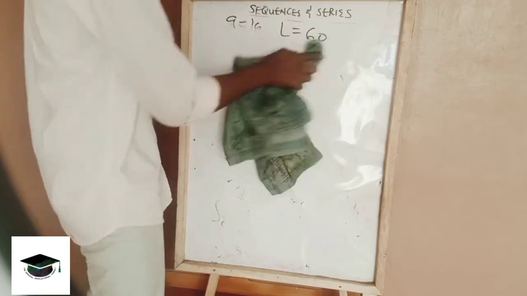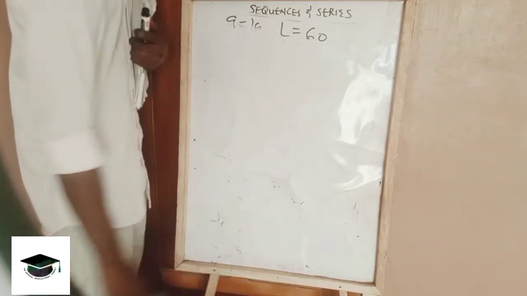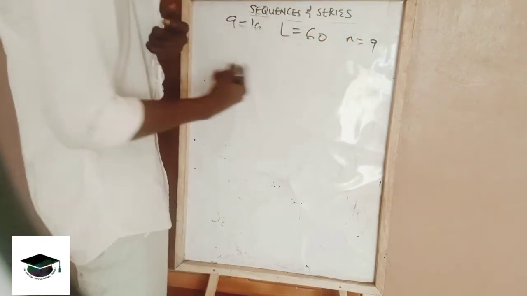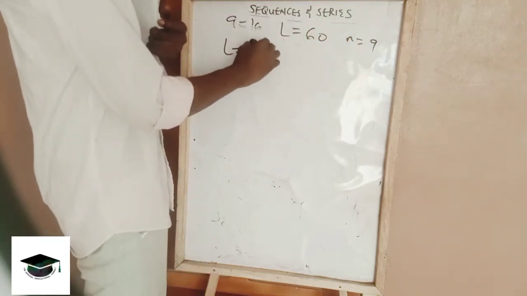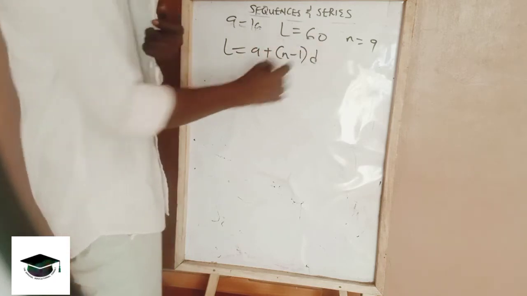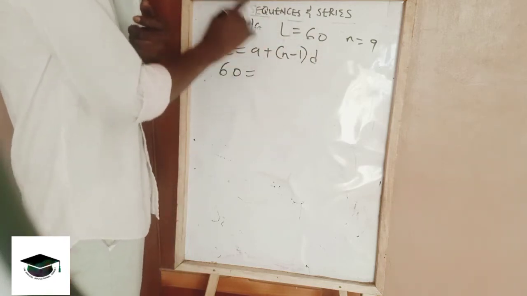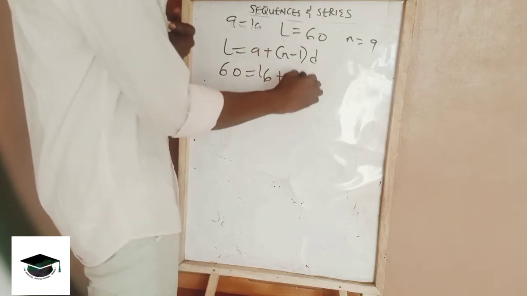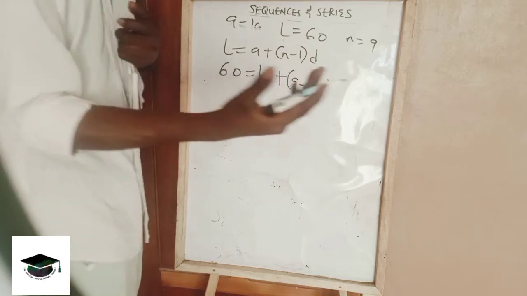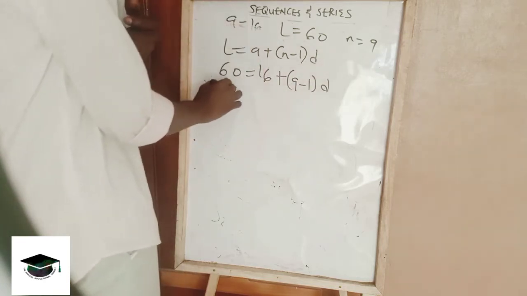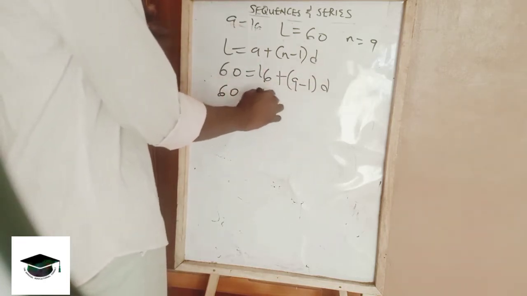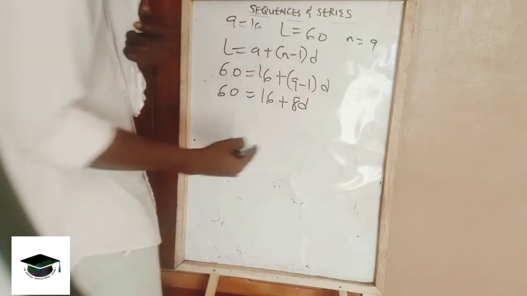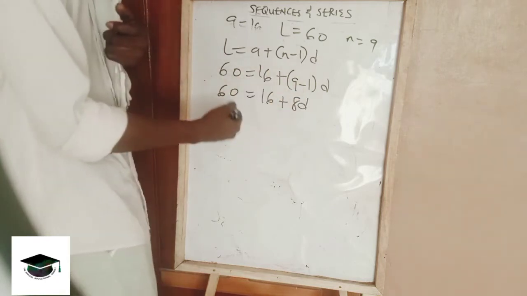Now, we've gotten our n to be 9. And then we use L equals to A plus n minus 1, close bracket D. What's our L? 60 equals to, now your A is 16 plus, we know our number of terms, 9 minus 1, then we are looking for D. Do you get it now? So now that means 60 equals 16 plus, now 9 minus 1 is 8. That's 8D.